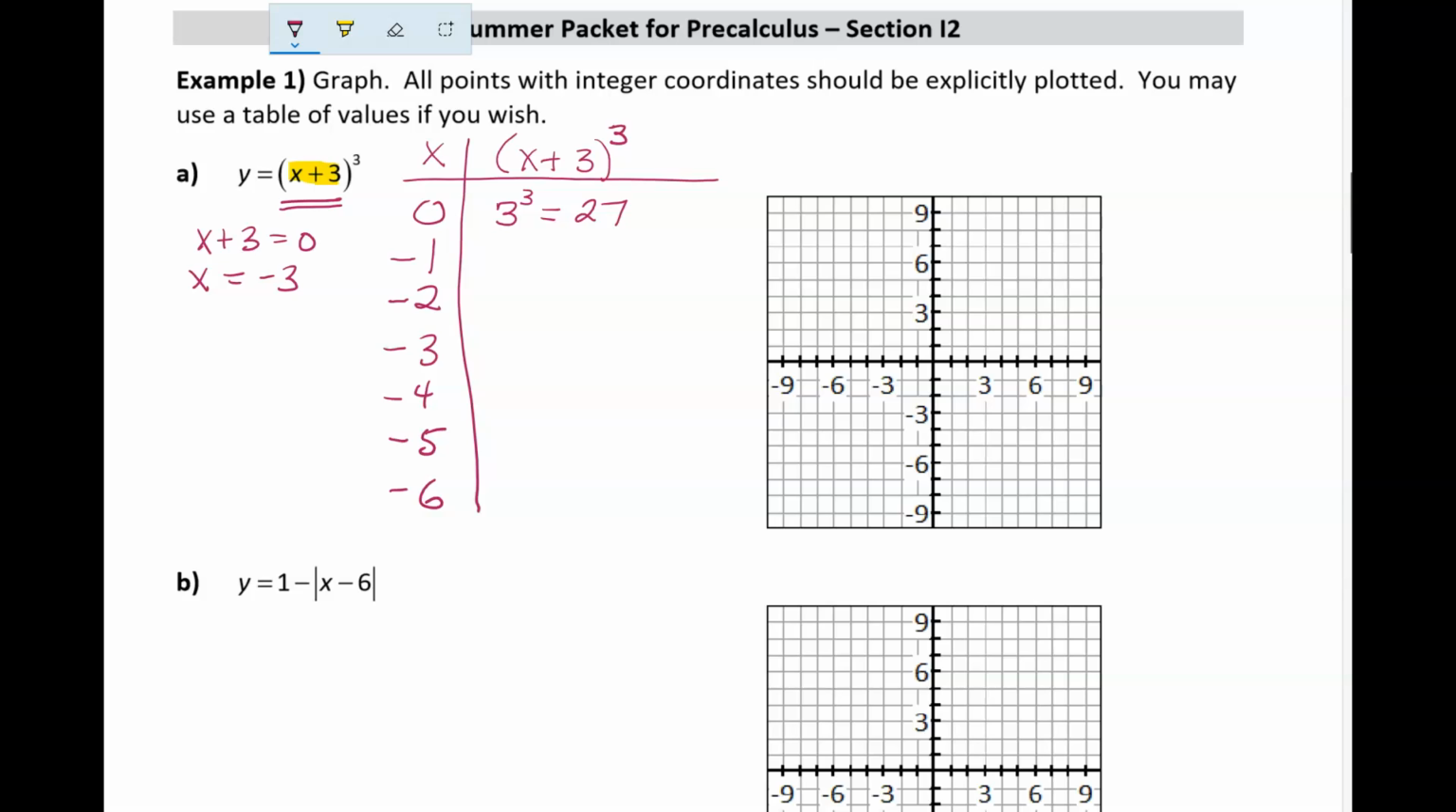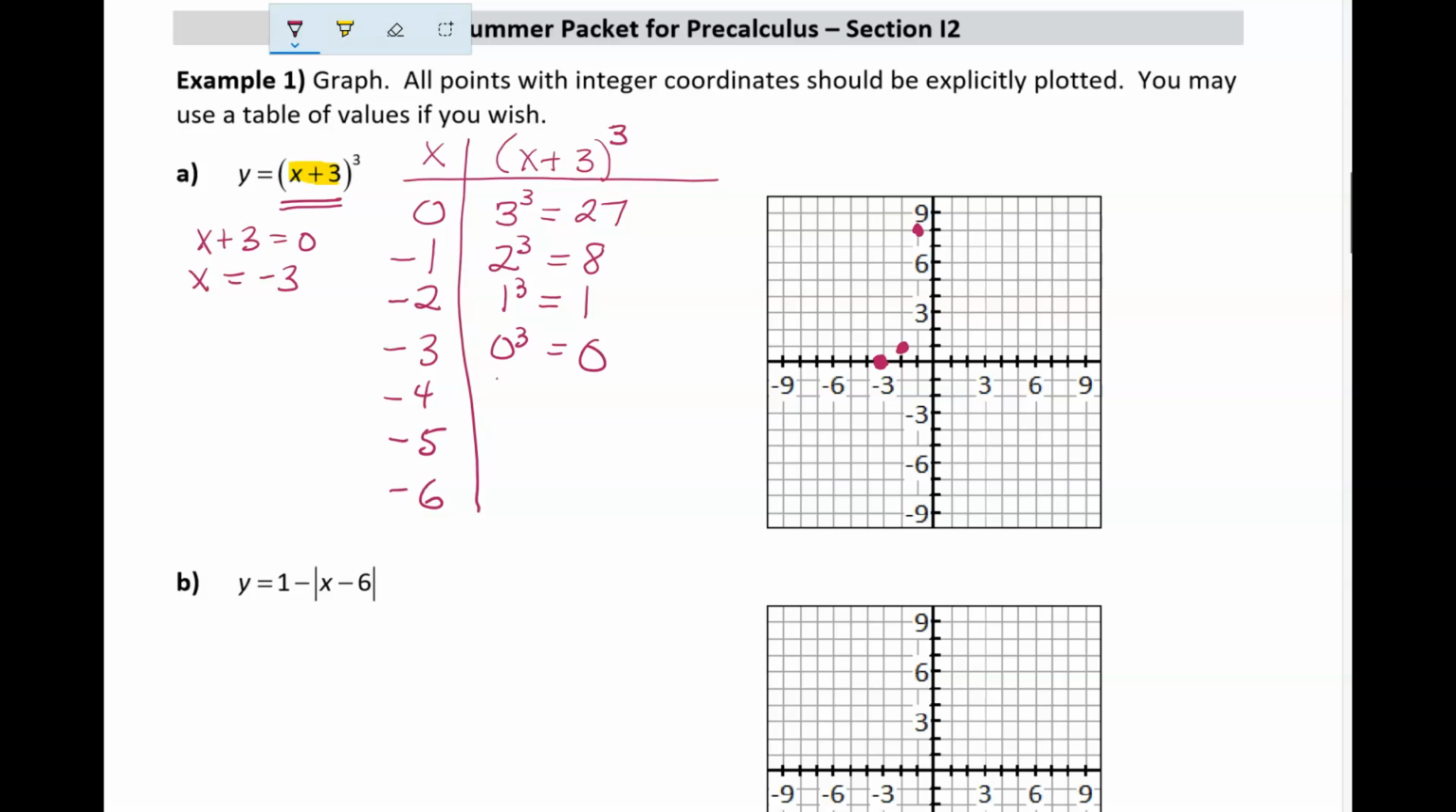Let's try -1. -1 plus 3 is 2. 2 cubed is 8. I can graph that one. -1, 8. Choosing -2. -2 plus 3 is 1. 1 cubed is 1. And so -2, 1 is another point that I can graph. Choosing -3. -3 plus 3 is 0. 0 cubed is 0. And so I can graph the point -3, 0.